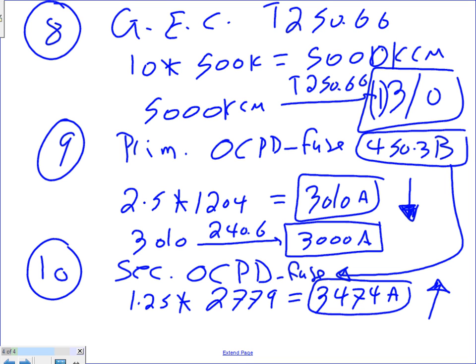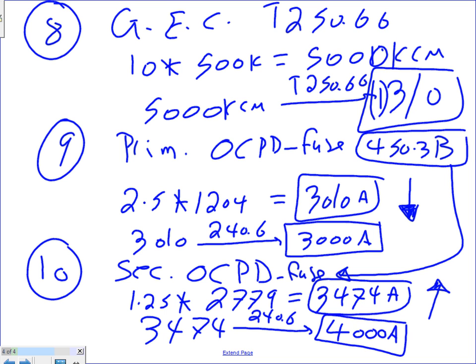Why go up? Because of Note number 1. 3474, take it to the 240.6, that will get you a 4000 amp. Unless you want to go adjustable circuit breakers, you're going to use 4000 amp. Everybody knows why we went up on the secondary and down on the primary? The note says if you don't hit a standard size, go up. On the secondary, not on the primary. From the table. Nothing that I wrote right here is from my basement yet.